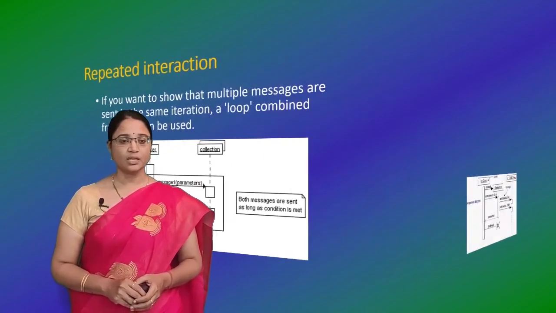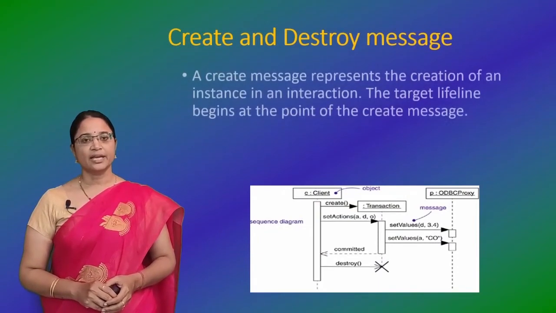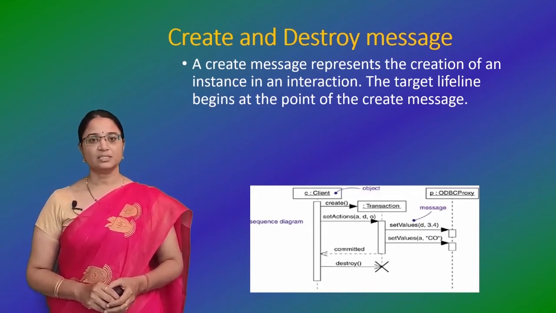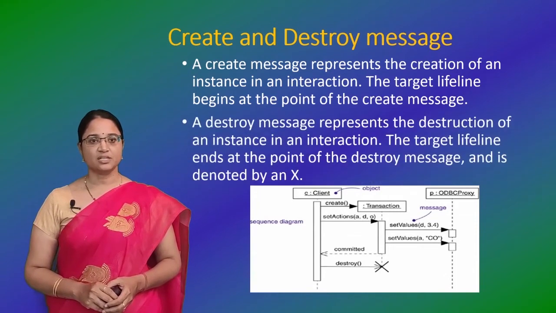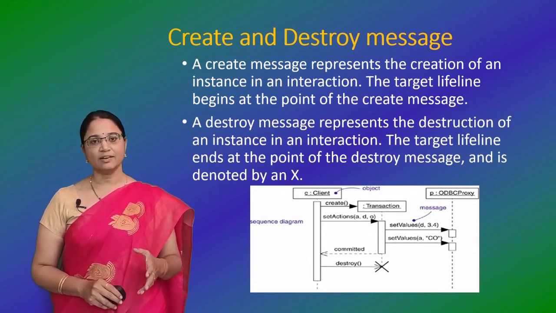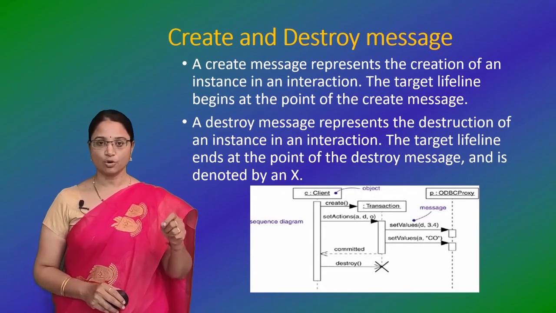Next, creation and destroying of messages. A create message represents the creation of an instance in an interaction. The target lifeline begins at the point of the create message. A destroy message represents the destruction of an instance in an interaction. The target lifeline ends at the point of the destroy message and is denoted by a cross symbol.